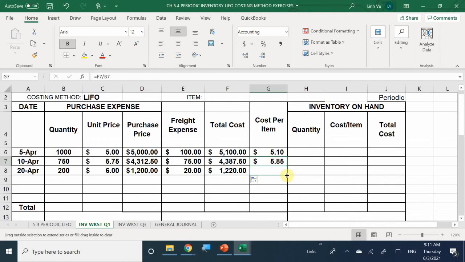We have 200 items. My calculator went out. So it's $1,220 divided by 200.